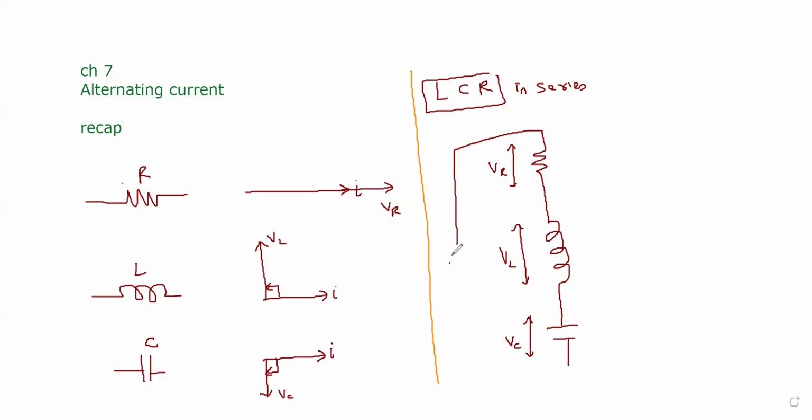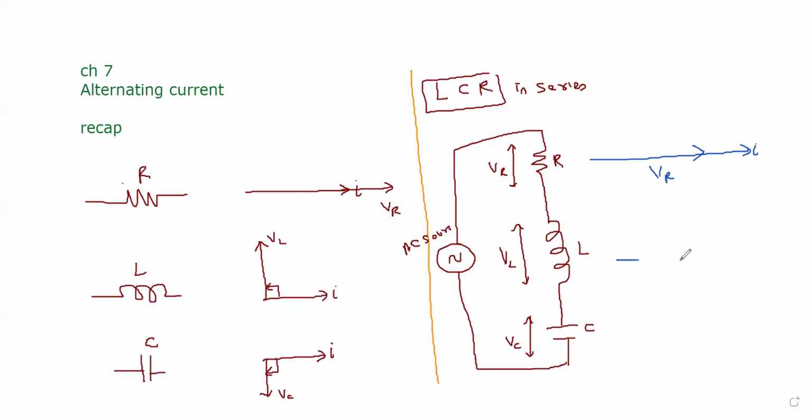Combine everything and connect it to an AC source. It is an AC source. It is a resistor, it is an inductor, it is a capacitor. So what is it now? In the case of a resistor, with respect to the current axis, the voltage across the resistor is in the same direction. In the case of an inductor, with respect to the current axis, voltage is leading by 90 degrees. In the case of a capacitor, with respect to the current axis, voltage is lagging by 90 degrees. Till this point, you can ask me any doubt.